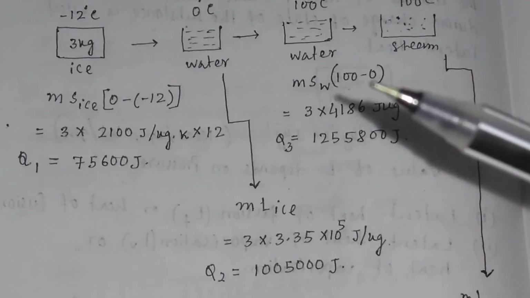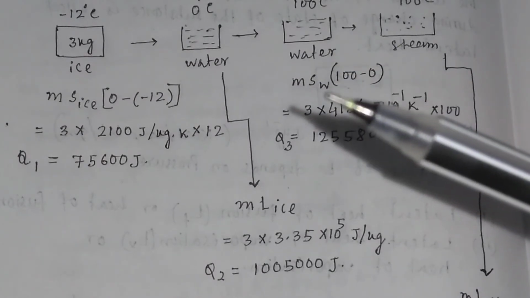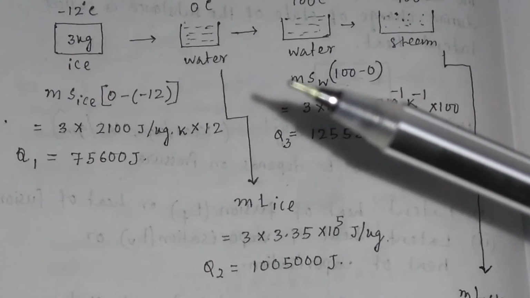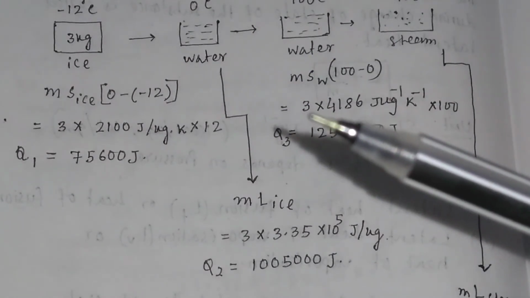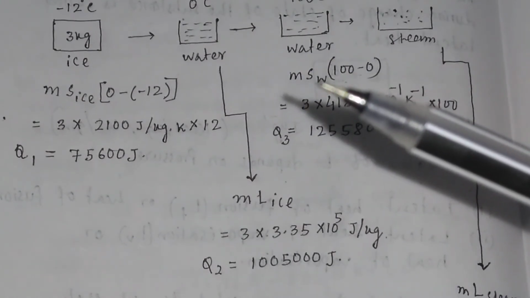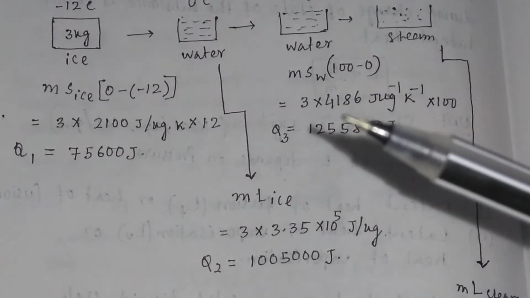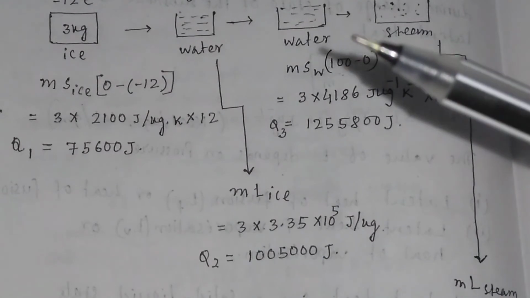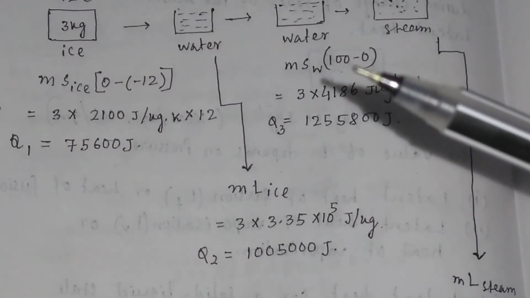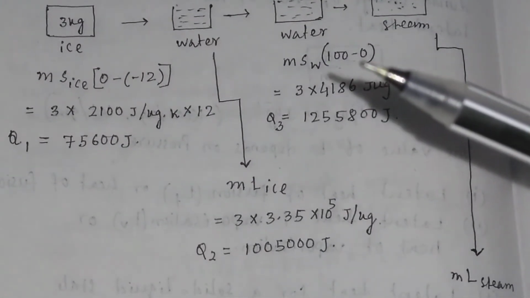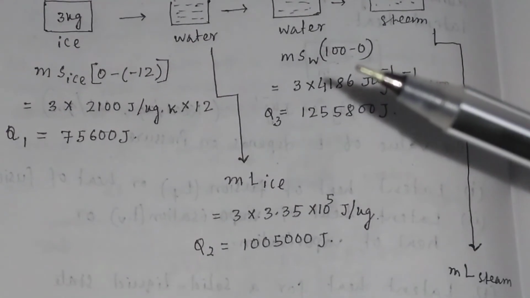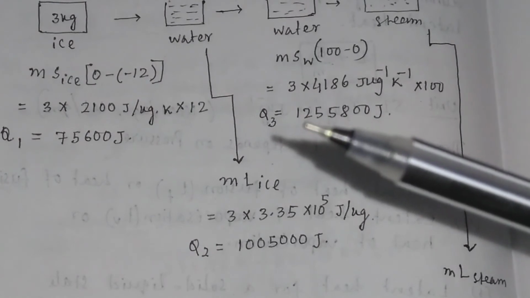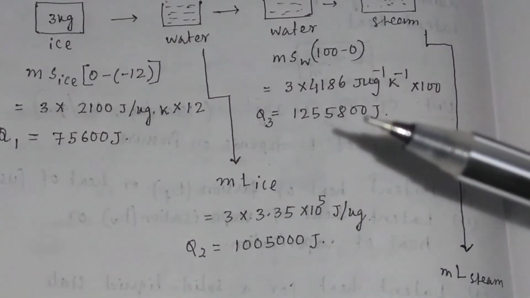Then water at 0 degree centigrade will be converted into water at 100 degree centigrade, and there is change in temperature, so you use the formula Q is equal to m s theta. Here m is the mass of water, given 3 kg, and s w is the specific heat of water, given 4186, and the difference in temperature is 100, final temperature 100, initial 0, so 100 minus 0. If you compute these values, then Q3 will be equal to 1255800 joule.